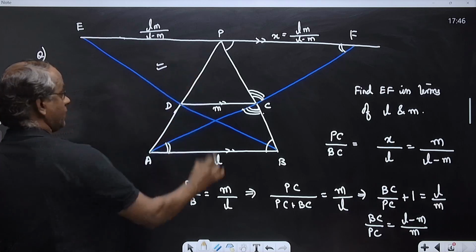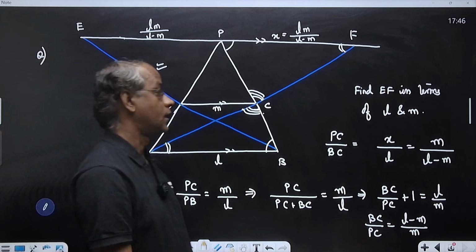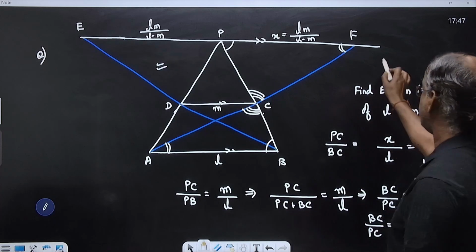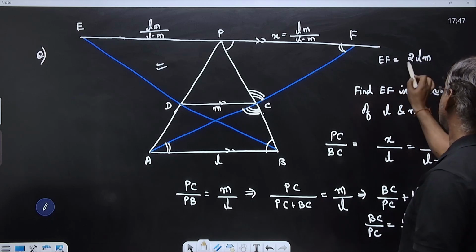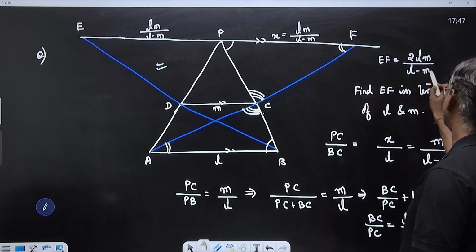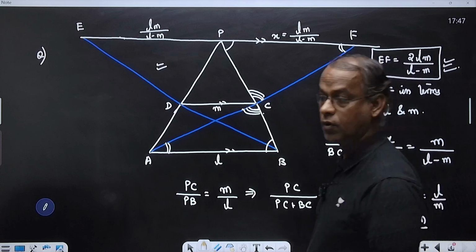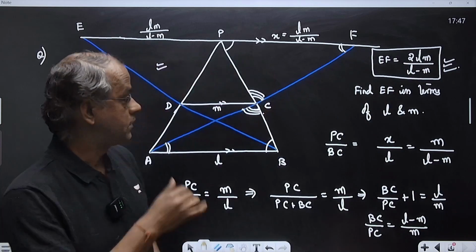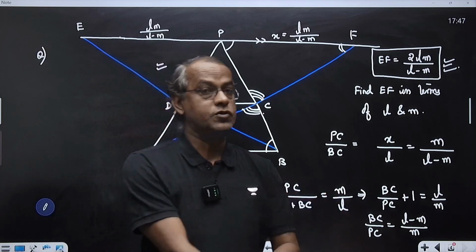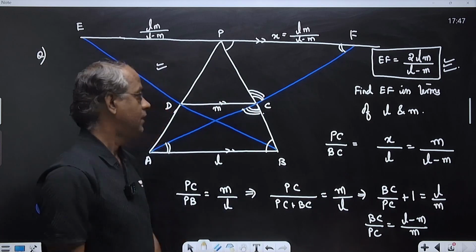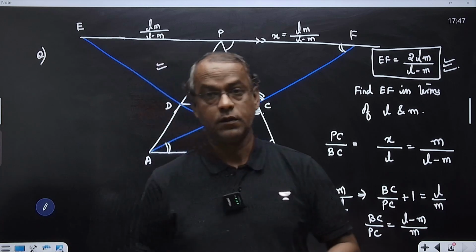I hope you are able to fathom this. These two triangles are going to be similar and the same ratios are going to come. So EF is nothing but, what is EF? Two LM upon L minus M. This is the length EF. So we could have done it earlier also using similar triangles only, but to use the terminology of trapezium, we deliberately are doing it here only.